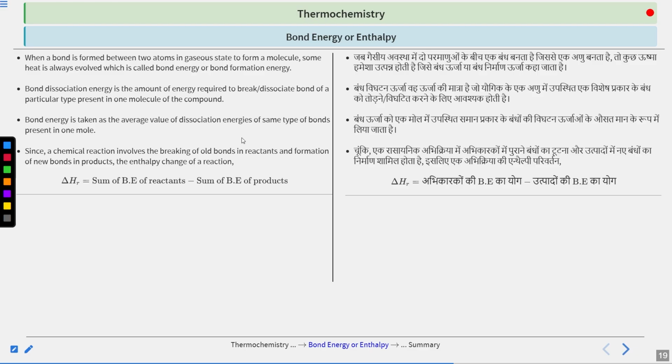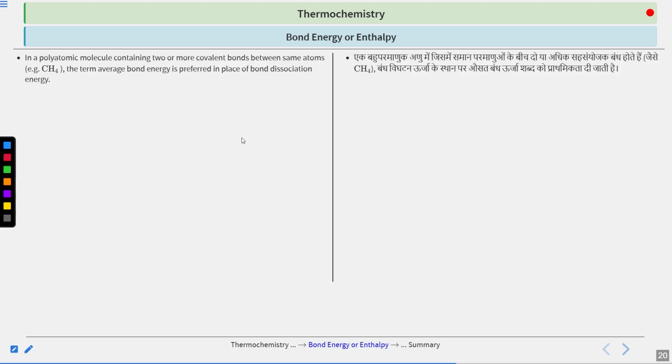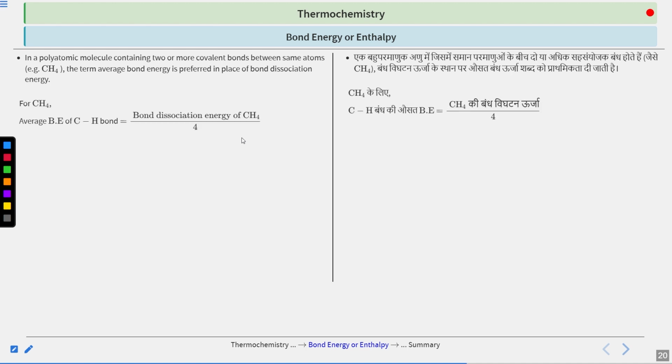Okay, moving on further. Next we have bond energy or bond enthalpy. A molecule contains two or more covalent bonds, and when you are breaking these bonds, the energy related to that is called bond dissociation energy. Clear? So let us see further. Suppose this is the bond dissociation energy for C-H. This is for one C-H and there are 3 more C-H bonds, so we take the average.